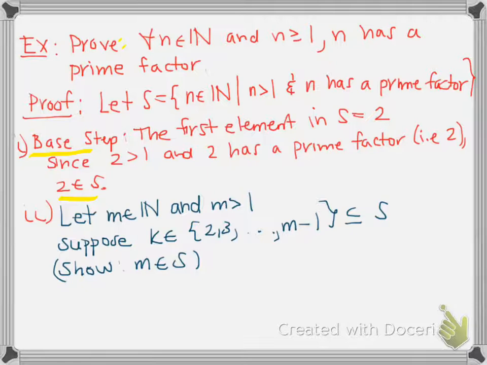Okay, so the inductive part, which is the main part, the heart of our proof, we're going to let m belong to the naturals and let m be greater than 1. So our goal is to show that m has a prime factor. And so we suppose k belongs to the set 2, 3, ... to some m minus 1, because remember we're doing PCI. So we're supposing up until m minus 1 and not up until m. And we know that that's a subset of S. That's just by the definition of PCI. You can go back and look at your notes on that. So we have to show that m belongs to S. Okay, that's what we need to show.